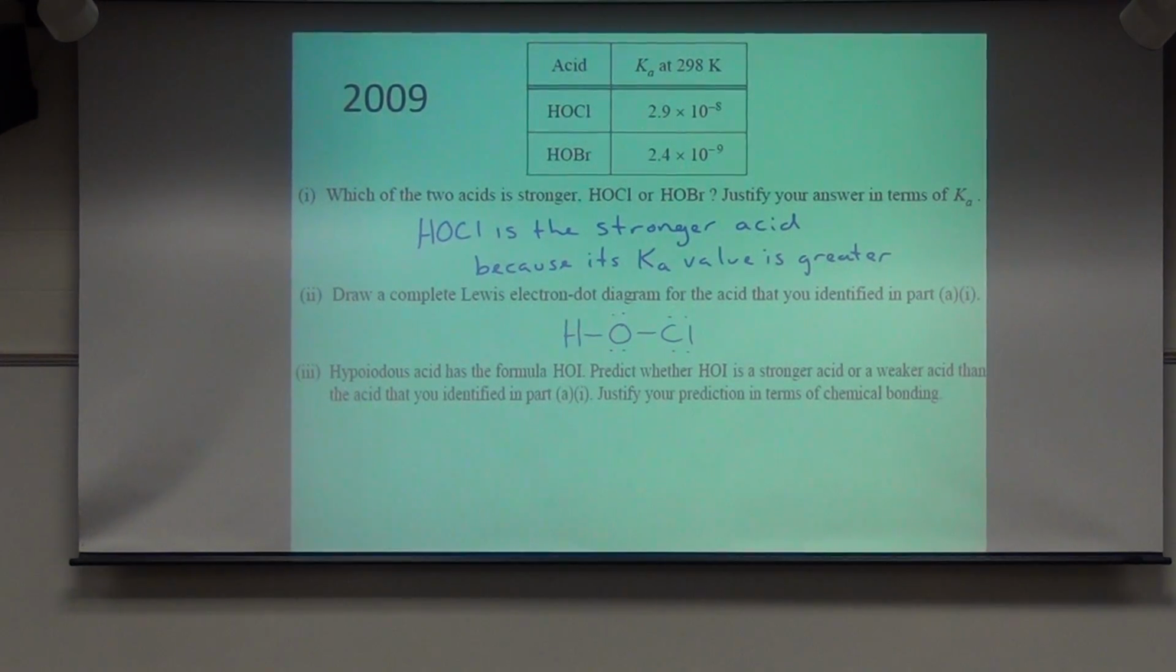Hypoiodous acid has a formula of HOI. Predict whether HOI is a stronger or weaker acid than the acid you identified in part A. Justify your prediction in terms of chemical bonding. This is hard. And this is a great one to go over. This part right here is literally why I picked this problem.